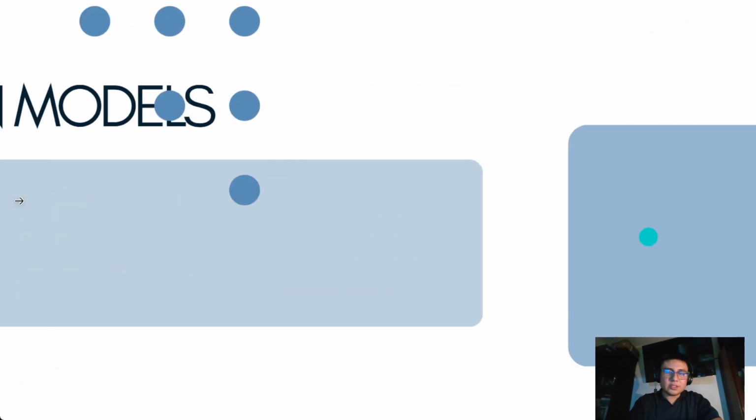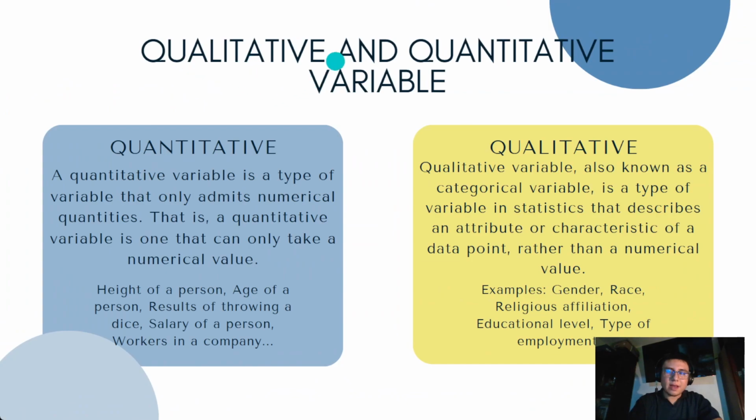We might as well consider what the qualitative and quantitative variables are. The quantitative variables are the ones that can be expressed in numbers, such as the age of a person, the results of throwing a dice, the salary of a person who works in a company, etc. And the qualitative variables, also known as categorical variables, are the type of variables that describe an attribute or characteristic of a data point rather than a numerical value, like the gender, the race, the religious affiliation, the educational level, etc.